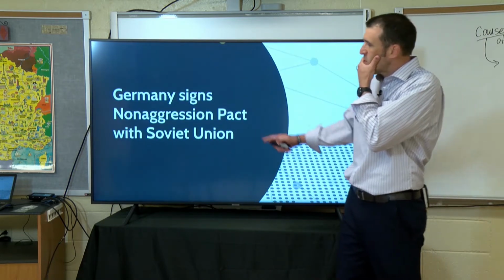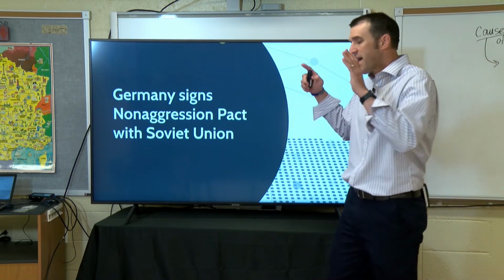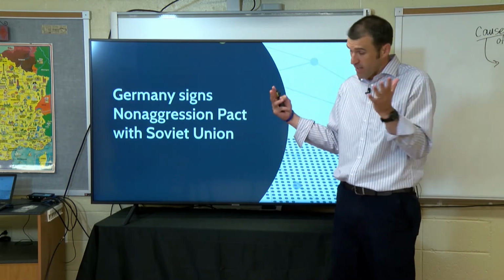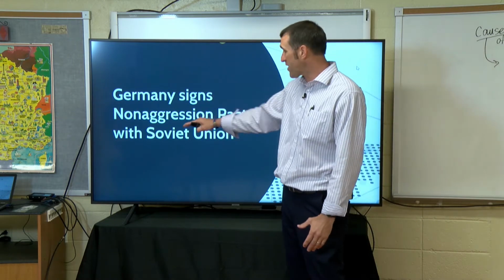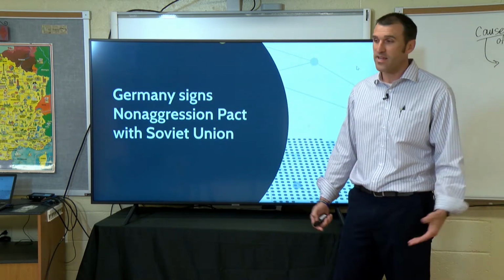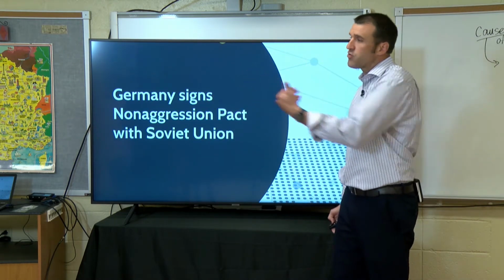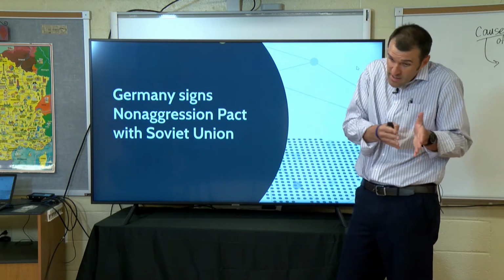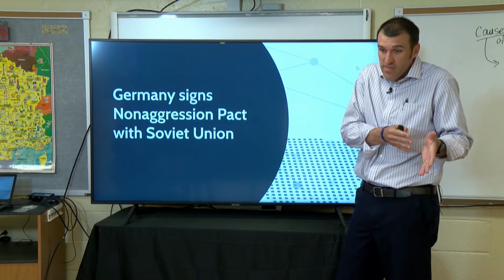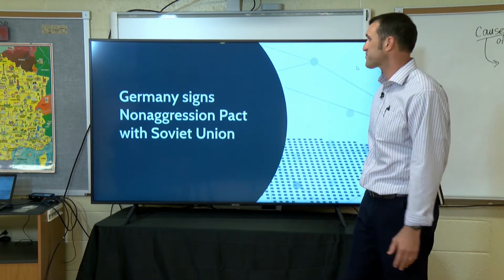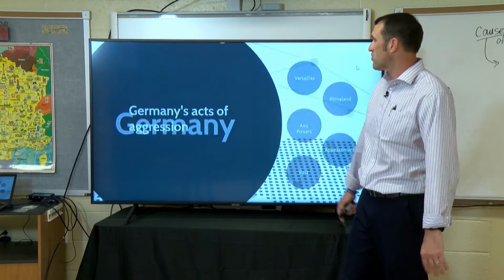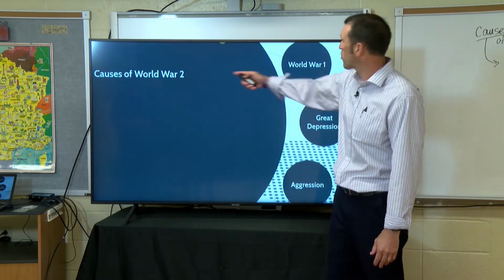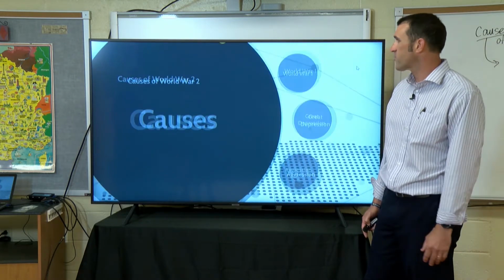Not only was appeasement going on, but as part of Germany's acts of aggression, they signed a non-aggression pact with the Soviet Union. Basically, we're not going to attack you, you don't attack us. And they actually had a little side agreement that they would divide Poland. And so all of these acts of aggression were causes of World War II.